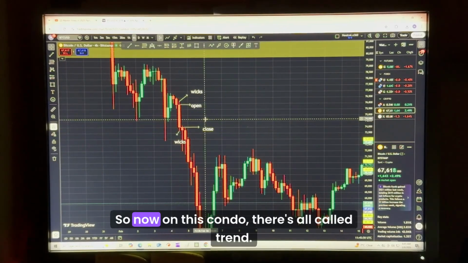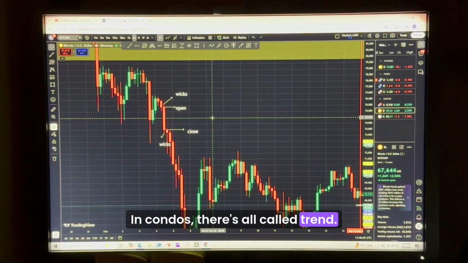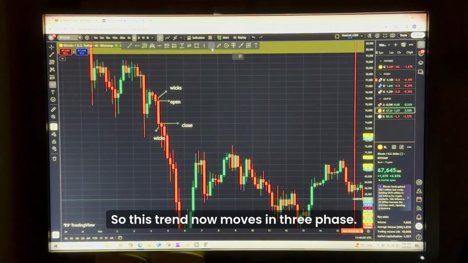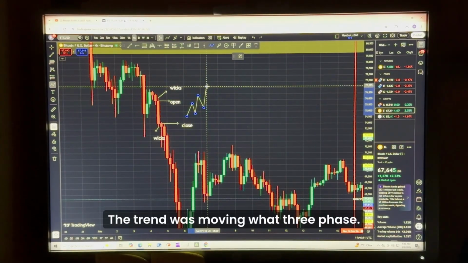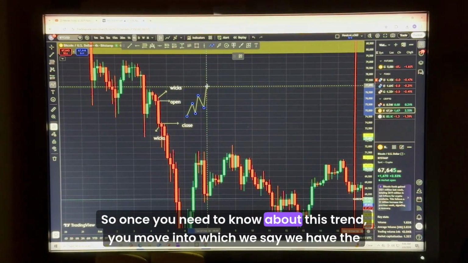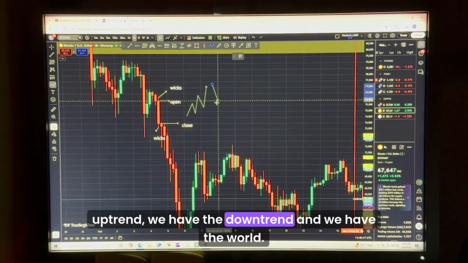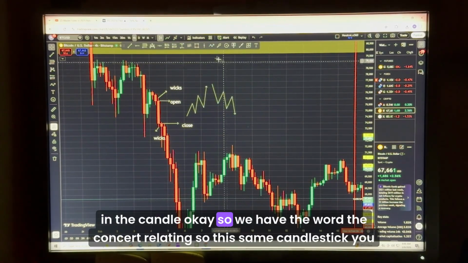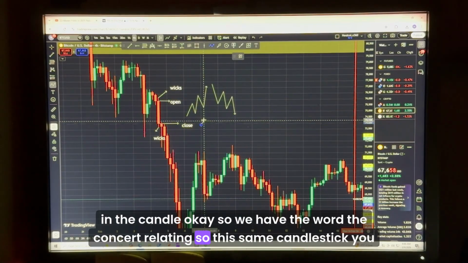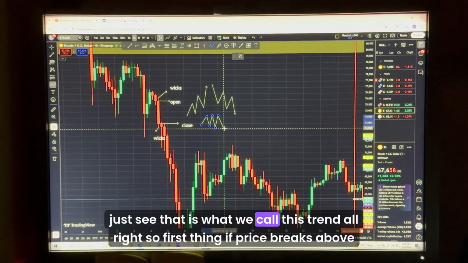Okay, so now on this candle there's what we call trend. In candlesticks there's what we call trend. So this trend moves in three phases. One thing you need to know about this trend, it moves in three phases: we have the uptrend, we have the downtrend, and we have the consolidating in the candle. So this same candlestick you just see, that is what we call the trend.